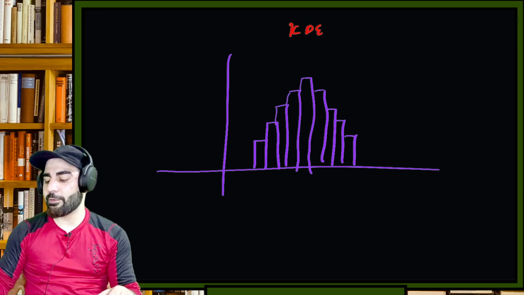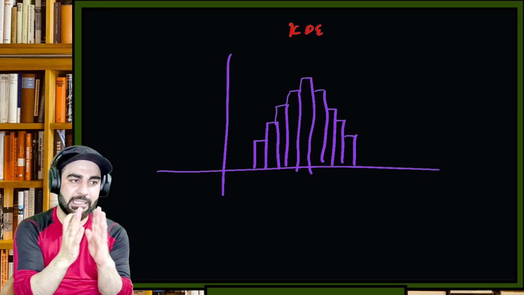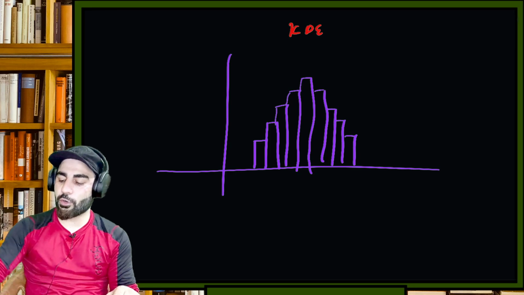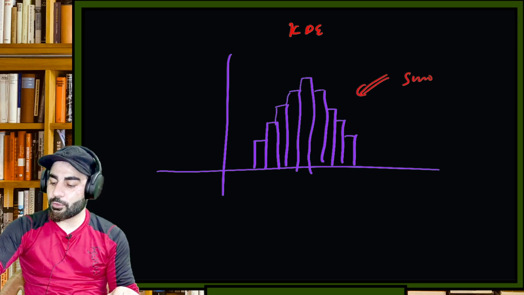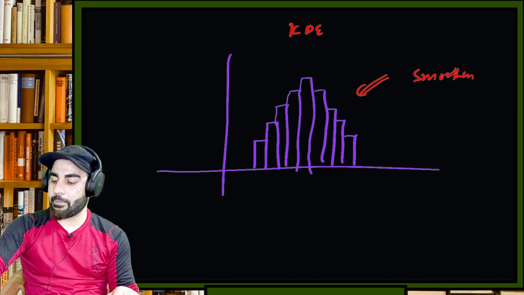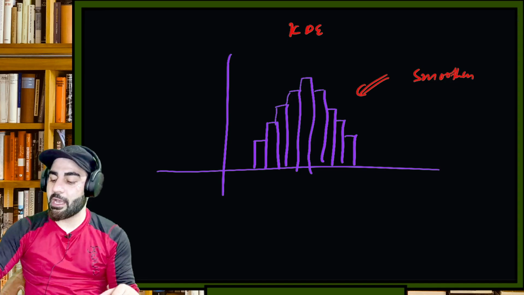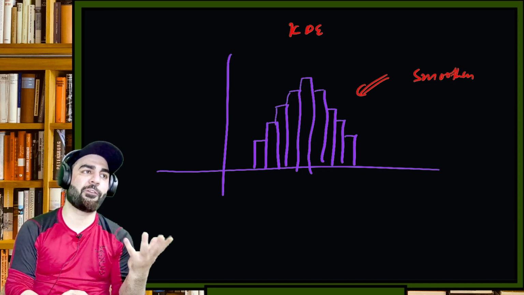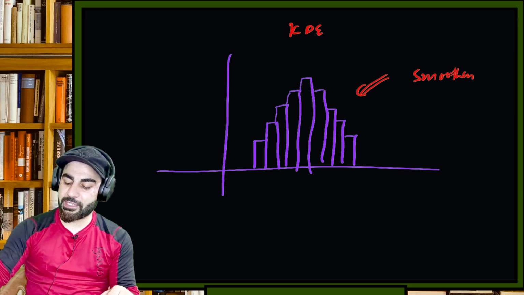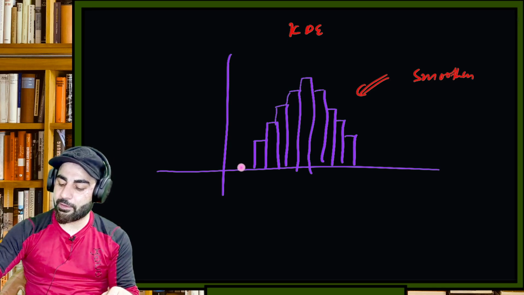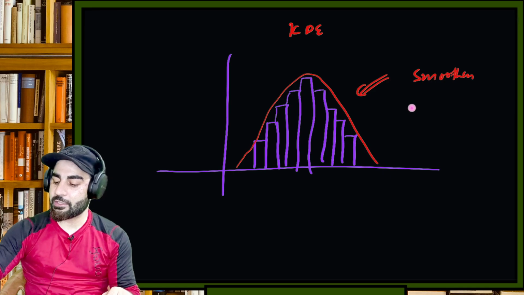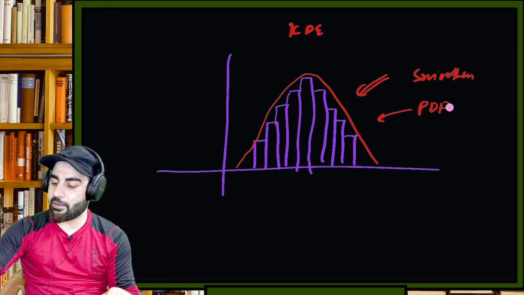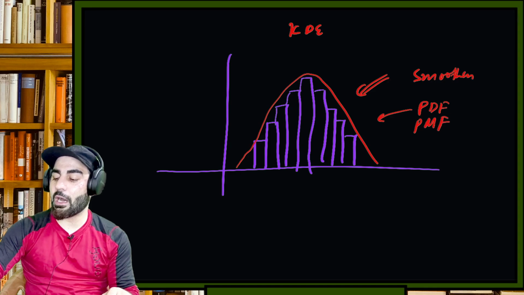Now what you can do is, if you keep on decreasing the size of bins, you want to smoothen this out into a smooth curve. Because when you plotted the histogram for the distributions, that function basically is called PDF or PMF. If you see a function like this, this function is called PDF or PMF, depending on what type of data we have.